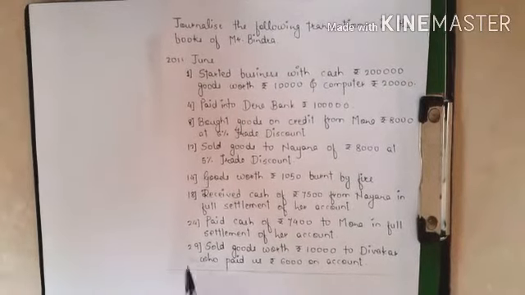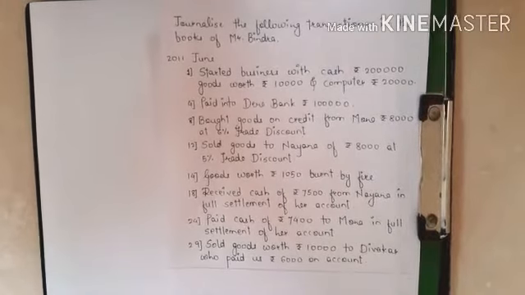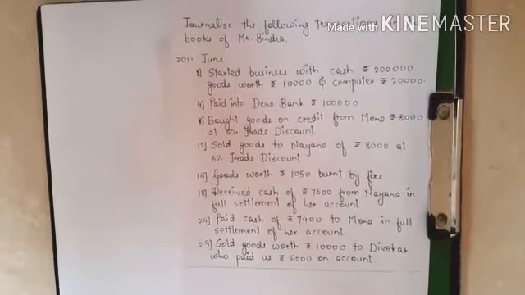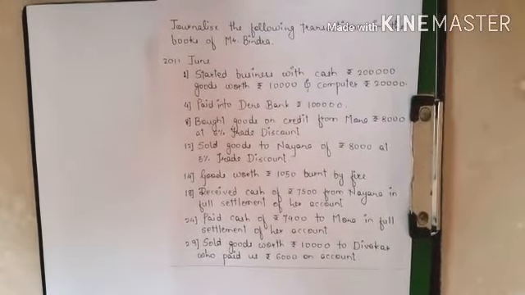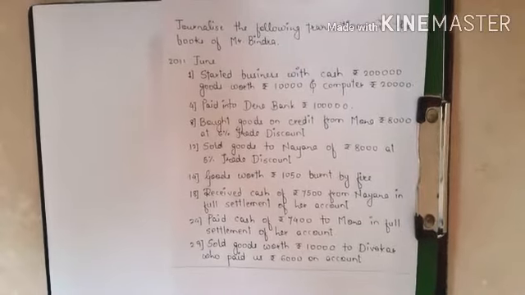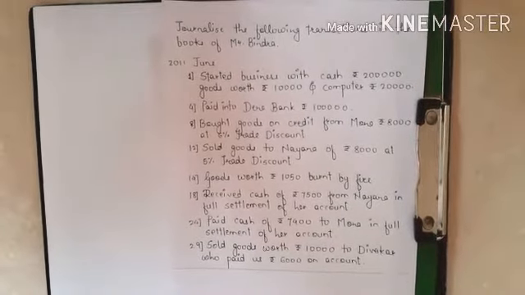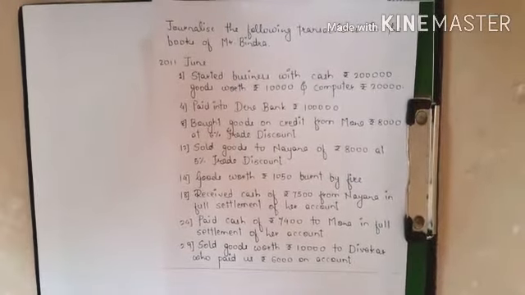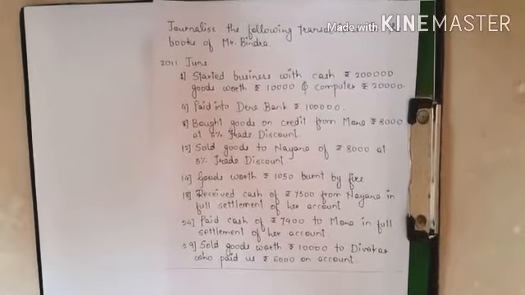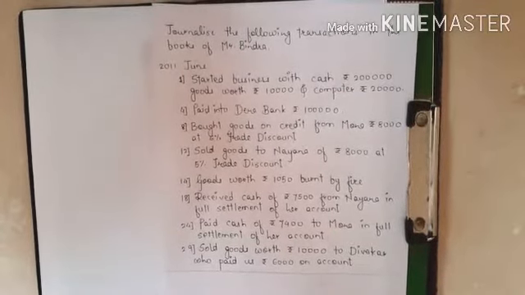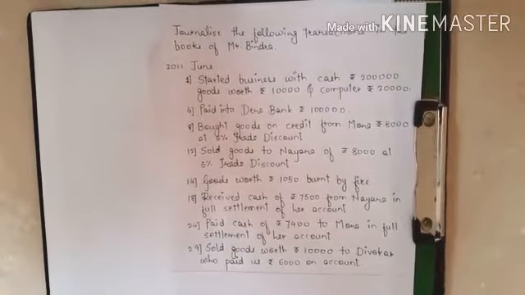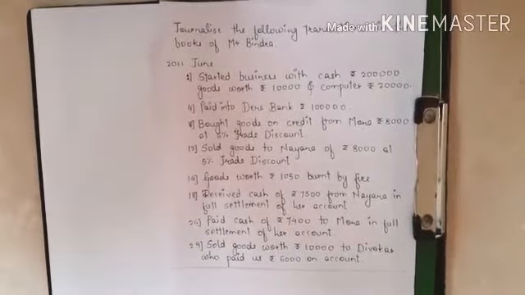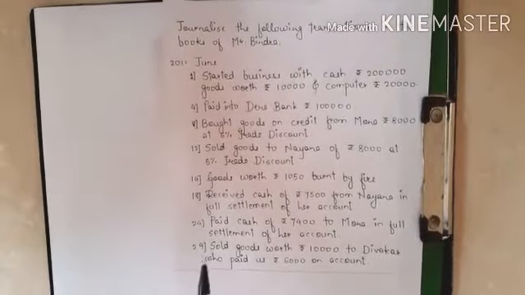Last 29th June, sold goods worth rupees 10,000 to Divakar, who paid us rupees 6,000 on account. Now here I've sorted out some critical transactions. So this is going to be a little harder example than the simple one which we have seen in the first video of this new chapter. Before we solve this, we will firstly frame the working notes of the transactions that we find critical. So let's see which is the critical one.